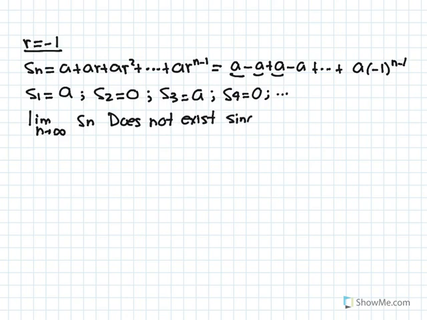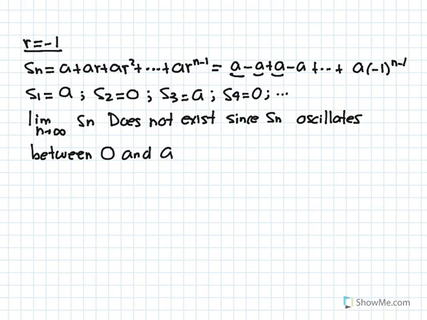Since Sn oscillates between 0 and a, the summation of a times r, which is -1, to the k, k goes from 0 to infinity, diverges. This geometric series diverges when the common ratio r is equal to -1.